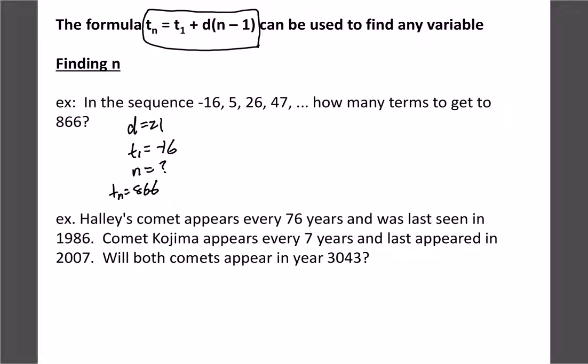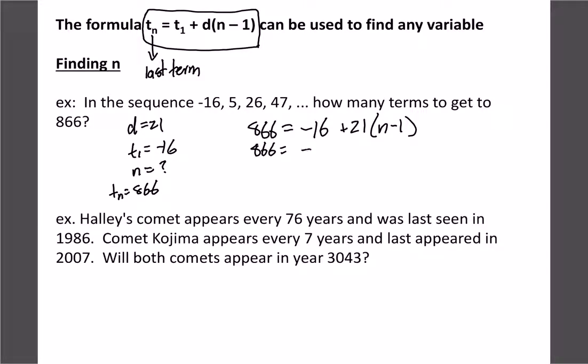So remember I said yesterday, our T of N, you want to think of it as being the last term or the term you're looking for. So that's it. We can plug everything into our formula. So we have 866 for our last term. Term 1 is negative 16. Our D is 21. And we have N minus 1. So let's just FOIL that out and solve.